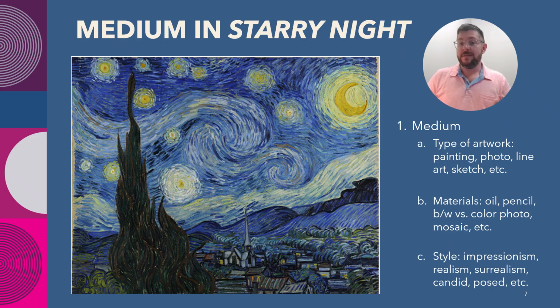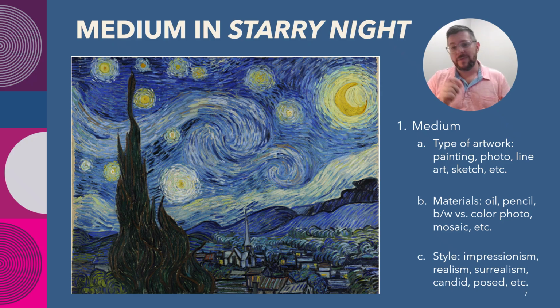Now your medium is not only the type of artwork that it is, but it's also the materials used. So like oil painting, pencil, black and white versus color photography, mosaic, things like that. So with oil paintings, those lines tend to be really smudgy, really kind of blurred, and that doesn't give us hard details to work with. It just gives us the big idea.